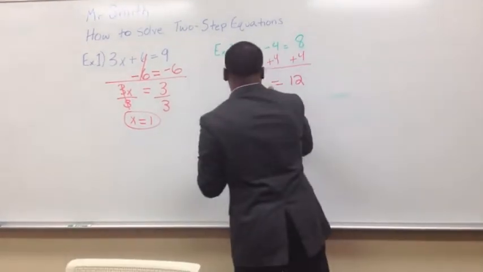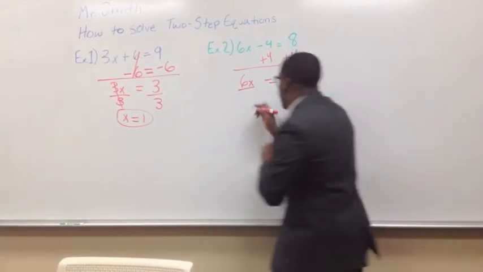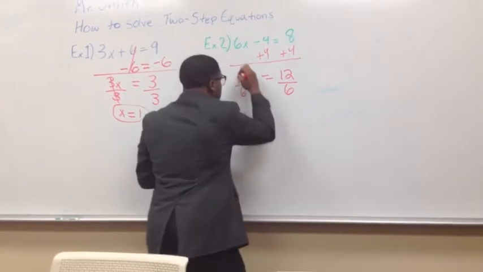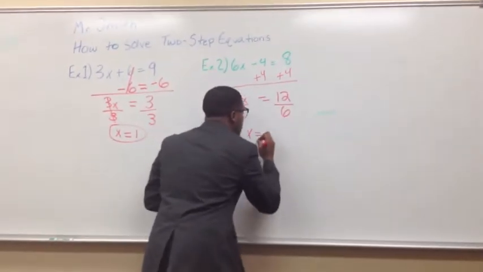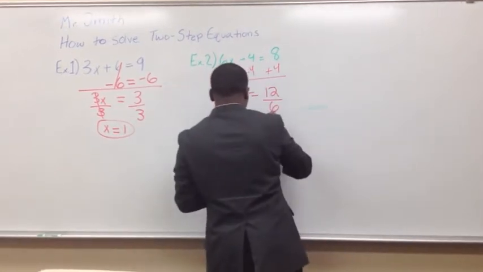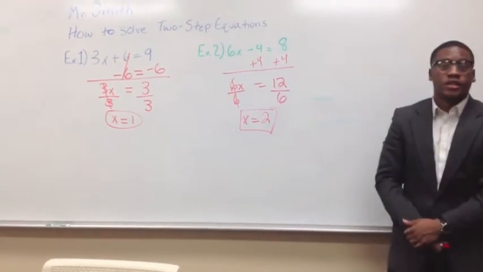Divide by 6. All right. And do we do it to just this, or? No, you do it to the other side. To the other side. And what we do here, those two cancel, and x equals what in the class? 2. That's right. And there you have it. And that's how you do two-step equations.